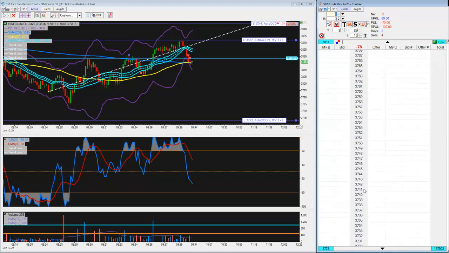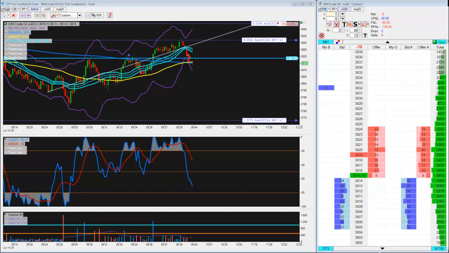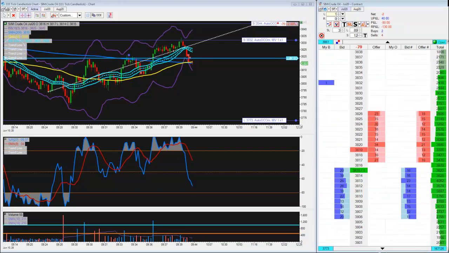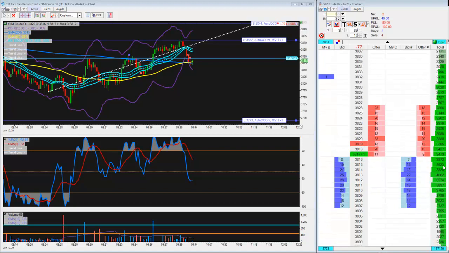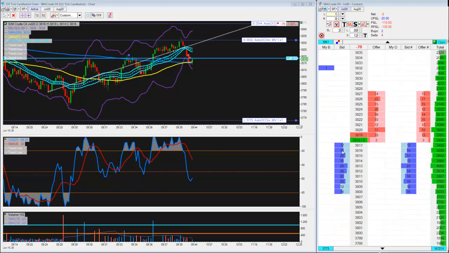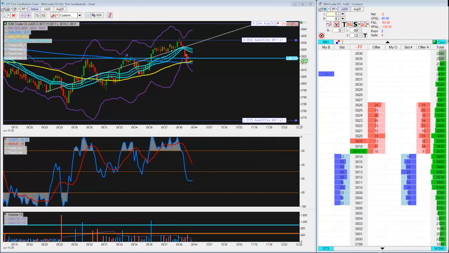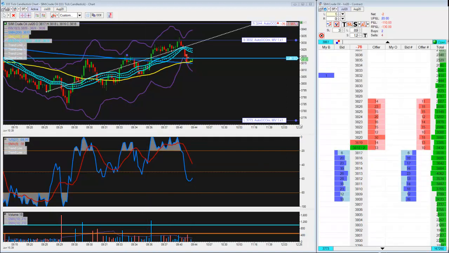All right, right on the low. 3P target, 37.28. 38.19, selling. All right, so minimally speaking, what I'm looking for is something like this, going after that target right there.